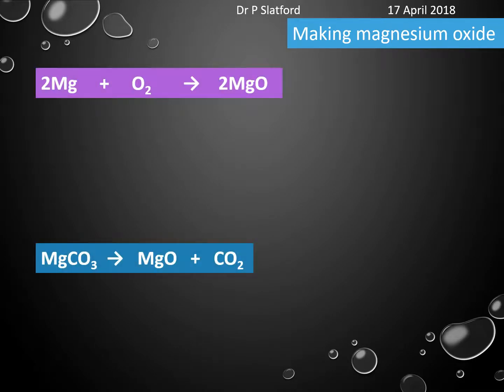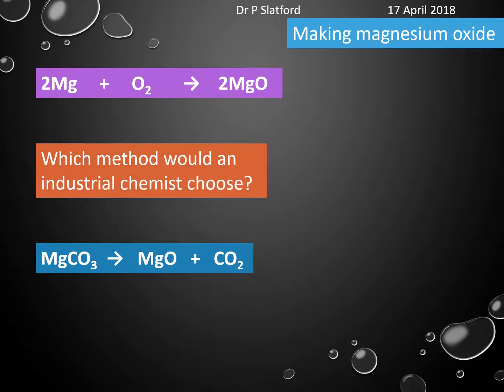If I take two reactions here to show how to make magnesium oxide, I've got magnesium metal reacting with oxygen, I'm going to make magnesium oxide. I might take magnesium carbonate though and do a thermal decomposition to also make magnesium oxide, but I get carbon dioxide as a byproduct. Okay.